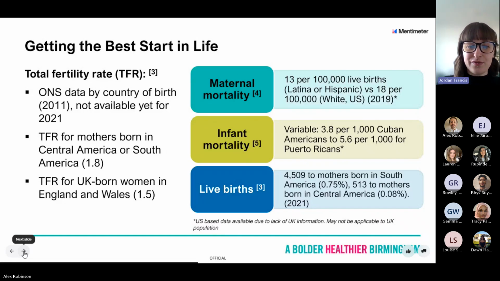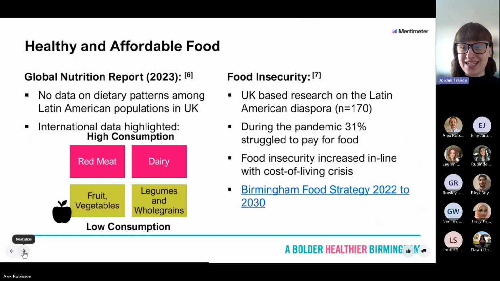In terms of healthy and affordable food, again, this is looking at international data only, other than a little bit of information on food insecurity. But one key source that we've used throughout a couple of these community health profiles is the Global Nutrition Report, which looks specifically at national dietary intakes of key food groups or nutrients in grams per day of adults aged 20 plus in specific countries globally. This provides a good international insight into dietary patterns, which may be relevant to migrants to the UK, but may not be relevant to all Latin American populations in the UK.